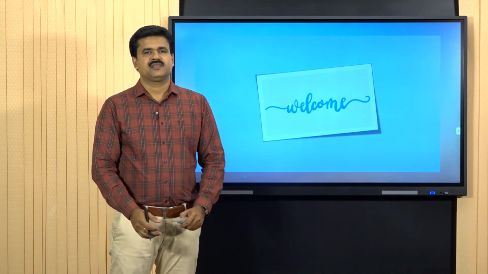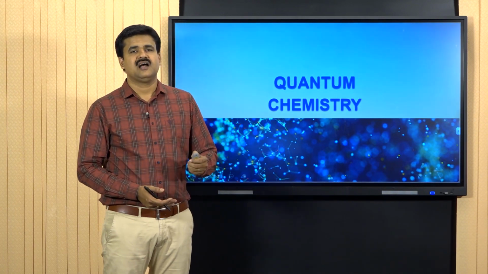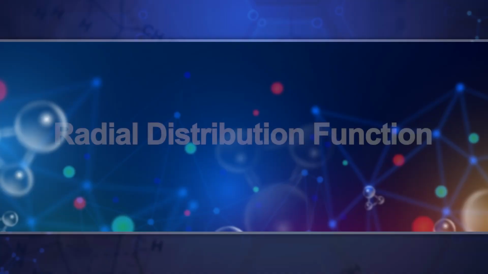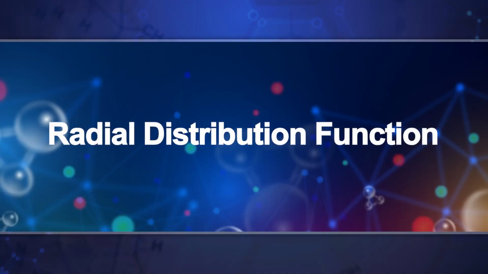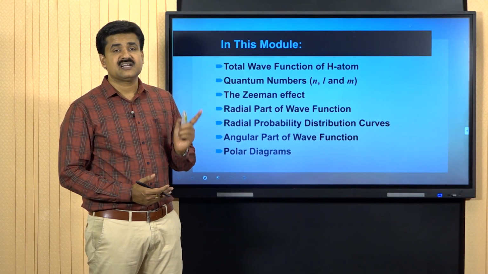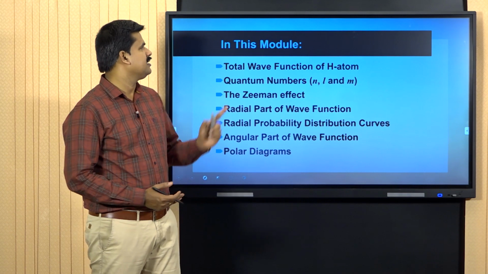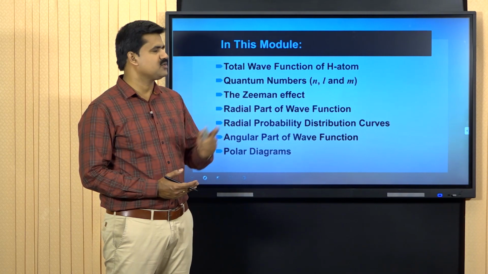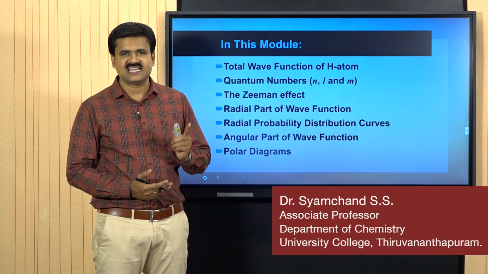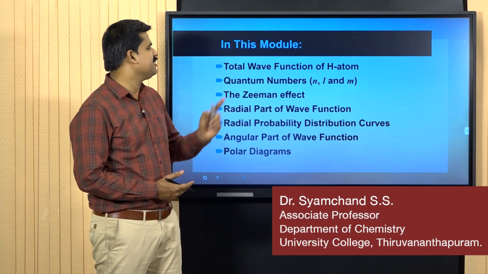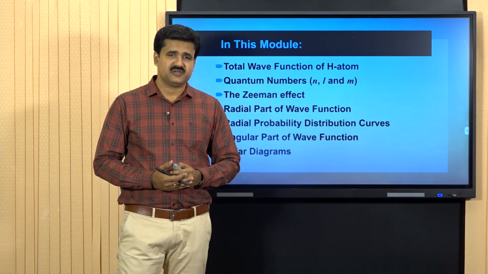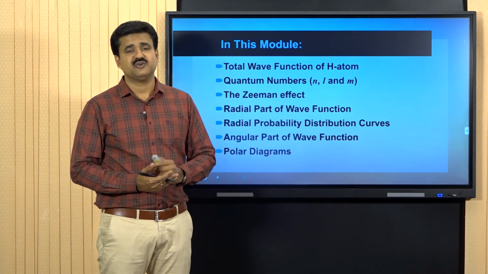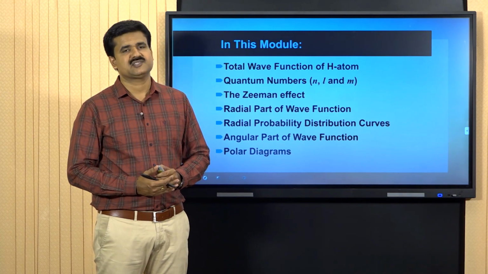Welcome dear learners. We are studying quantum chemistry and in this module we are discussing radial distribution function. The contents of this module include the total wave function of hydrogen atom, quantum numbers namely principal, azimuthal and magnetic quantum number, denoted as n, l and m, the Zeeman effect, the radial part of the wave function, radial probability distribution curves, angular part of the wave function and polar diagrams.